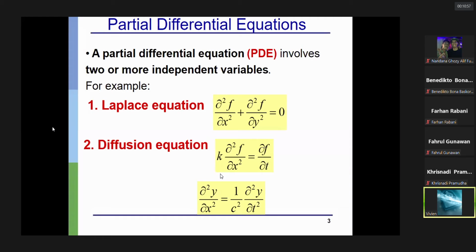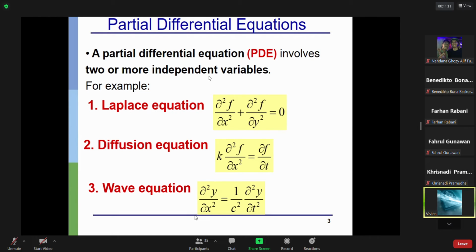The third example is the wave equation, in which we also have two independent variables. On the left side we have the second derivative of y in the x direction, which equals 1 over c squared times the second derivative of y in the t direction.